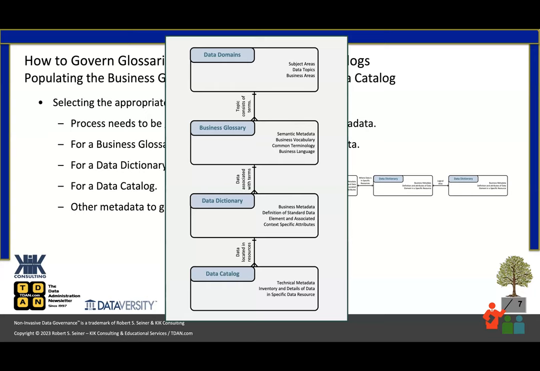So again, the glossary, the dictionary, and the catalog: when we're selecting the appropriate metadata to govern, we should be looking at those tools that we're going to be providing to our business community and seeing what the true value is. Where are they going to get the most value from this metadata?